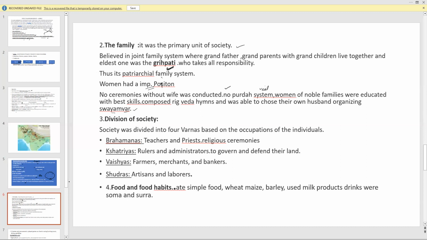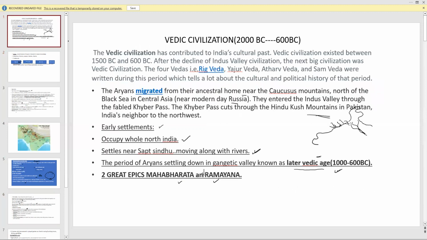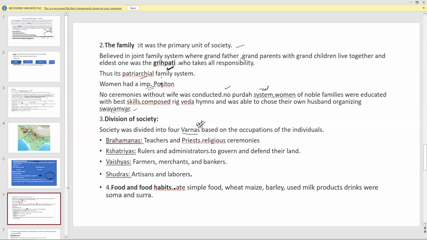Then the division of society. The division of society was of four varnas. This is important for us. Till here, the family head was called the Grahapati. What kind of family system was there, what are the different Vedas, which is the oldest one, why it is called Vedic civilization, what is the Vedic age, in how many parts it has been divided. Till here, these are the short questions I have been discussing with you.